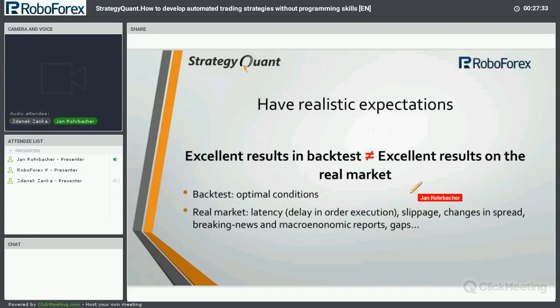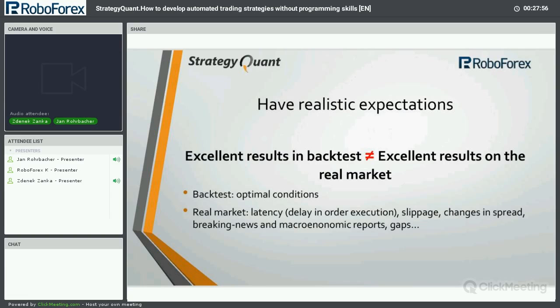The second thing I discussed in the outline is not having realistic expectations. So you need to have realistic expectations. I mean, perfect results in a backtest do not generally mean great results on the real market. In the real market world, it's something completely different.